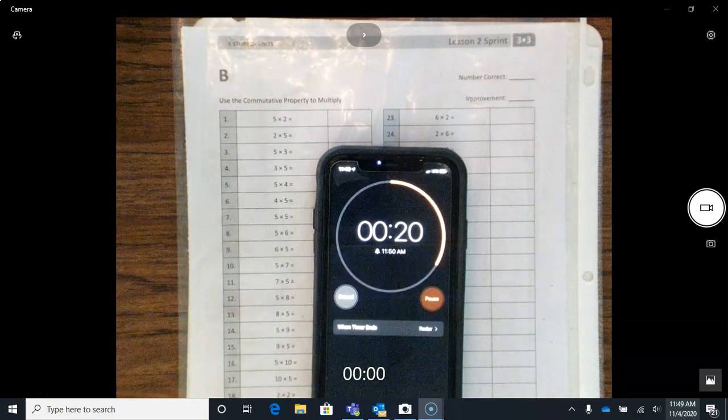Got about 20 more seconds. Keep going. Keep skip counting.